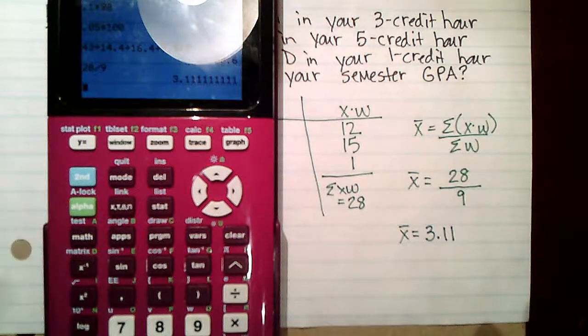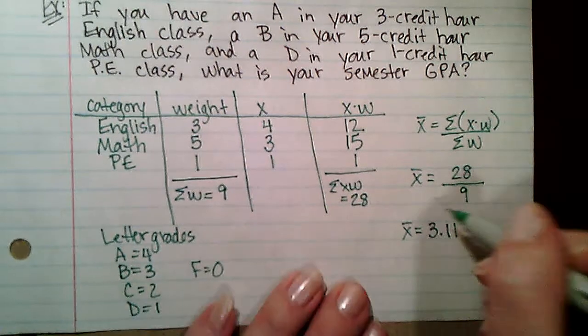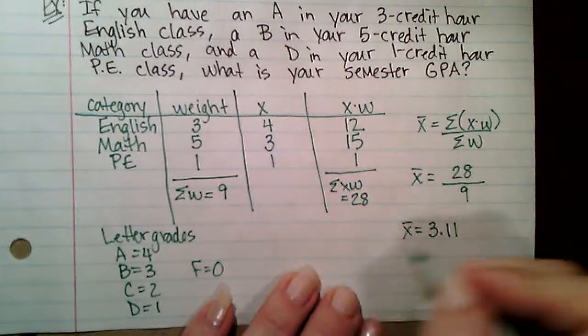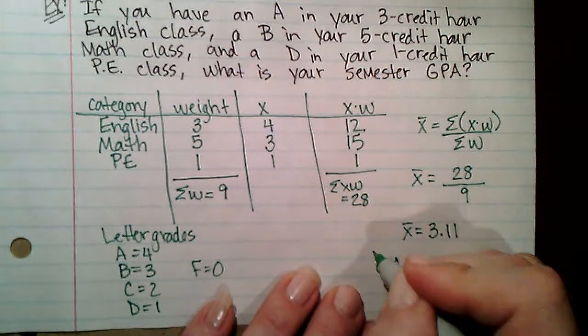Now, by traditional rounding rules, we would just put 3.1. But in a GPA, they go out 2 decimal places. So our GPA would be 3.11.